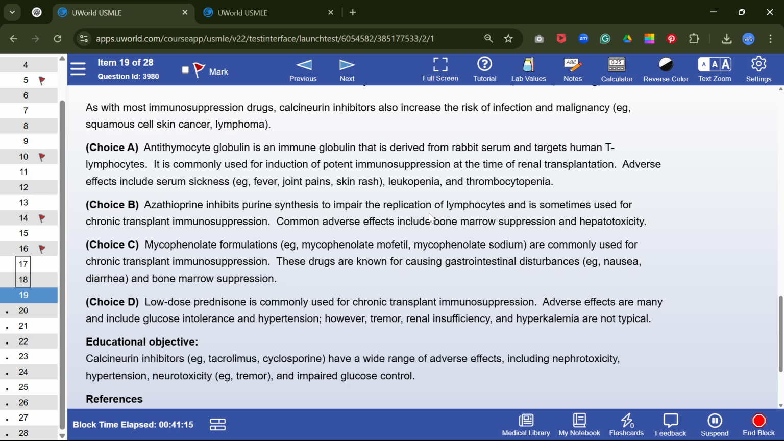Low dose prednisolone is commonly used for chronic transplant immunosuppression. Main adverse effects are many and include glucose intolerance and hypertension. However, tremor, renal insufficiency, and hyperkalemia are not typical.